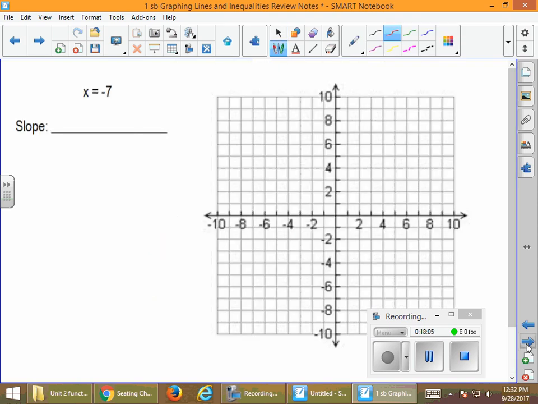Problem number 3. 3 and 4, now we're going to be graphing these. X equals -7. Here's -7. Remember, that's where we're going to cross. So our line is going to look like this. It's a vertical line. And just like question 2, the slope of a vertical line is undefined.